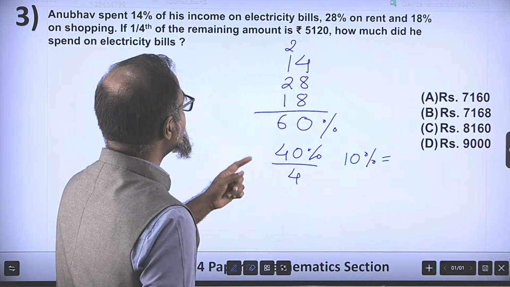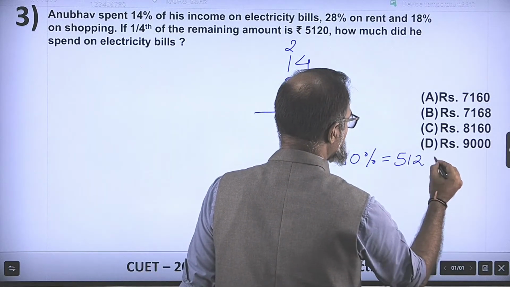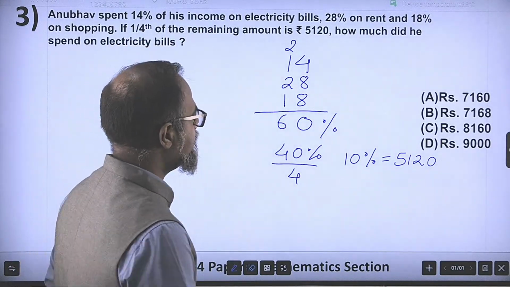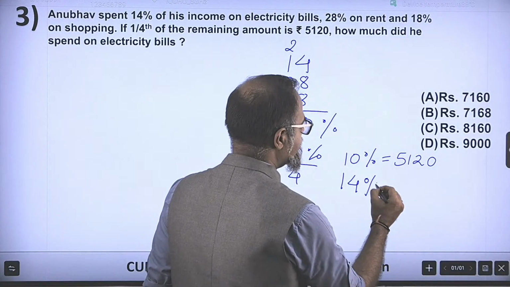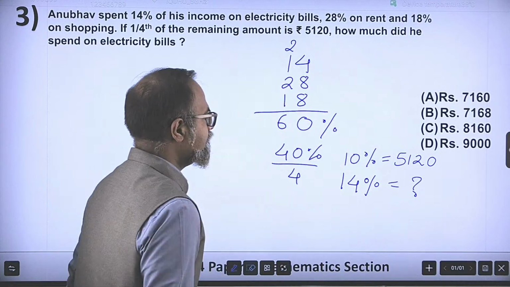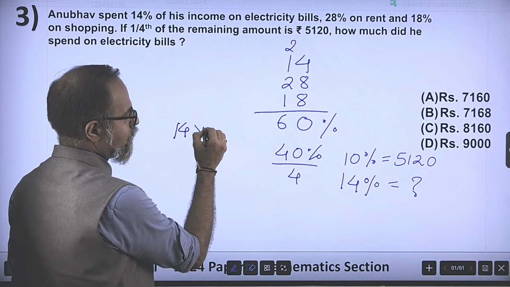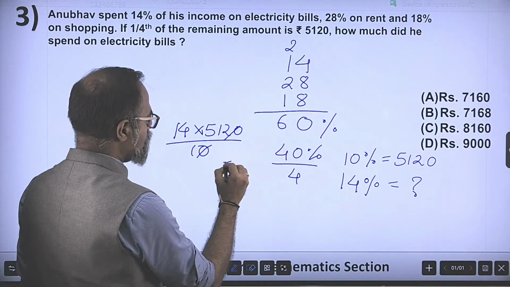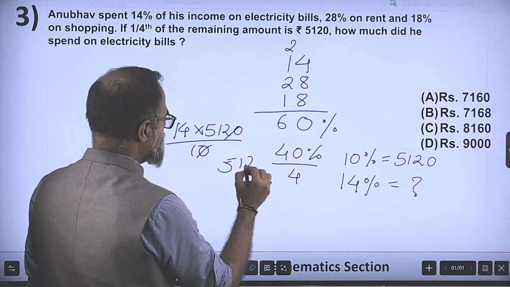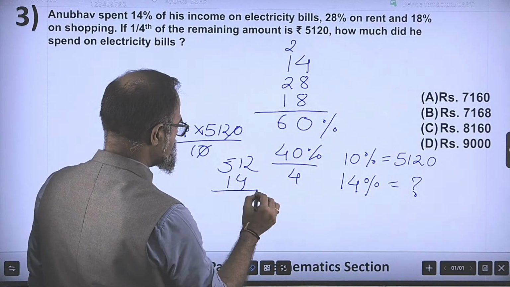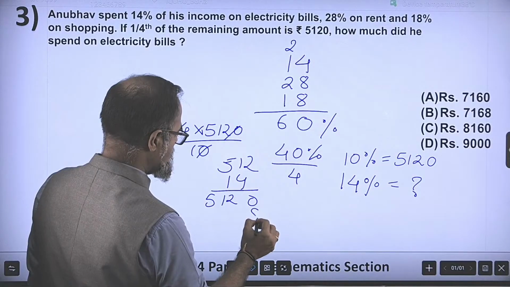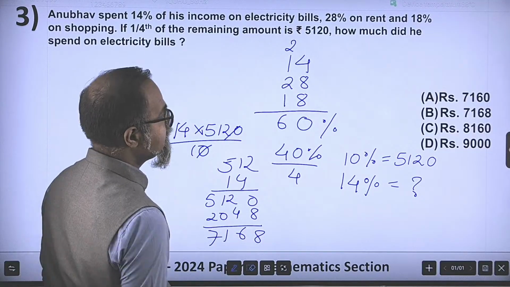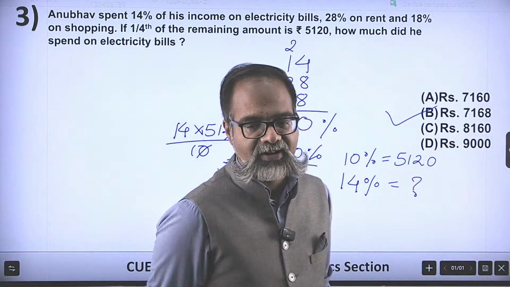So if 10% is 5120, then how much did he spend on electricity? Electricity is 14%. So if 10% is 5120, then 14% is how much? So cross multiplication, 14 into 5120 divided by 10. So all I have to do is 512 multiplied by 14. So 0, 512, 4 2s are 8, 4 1s are 4, 4 5s are 20. So 8, 6, 1, 7, 7, 1, 6, 8. I have option B, 7168.